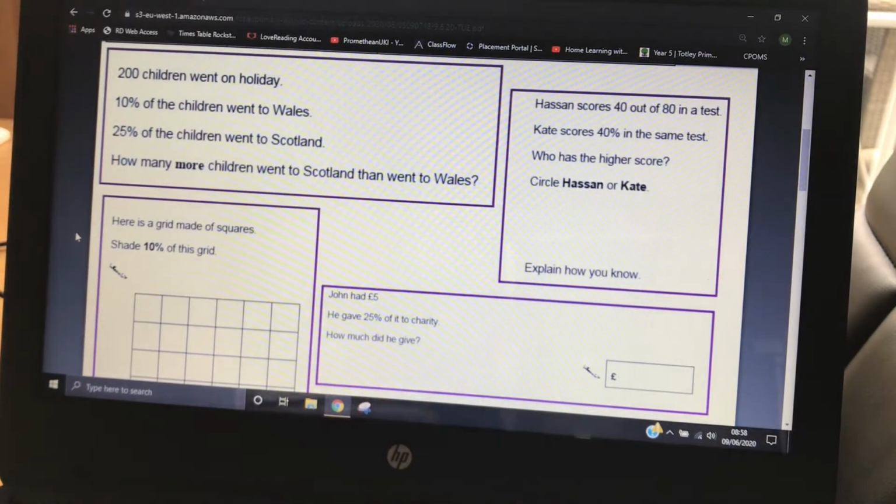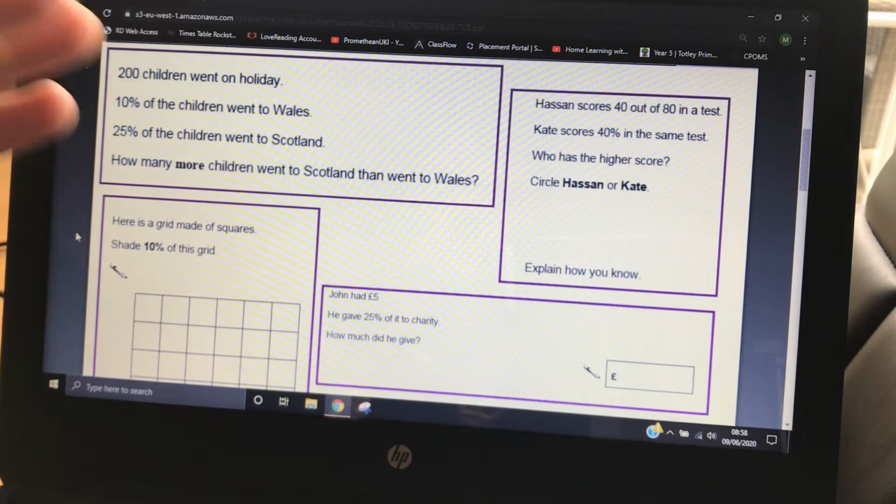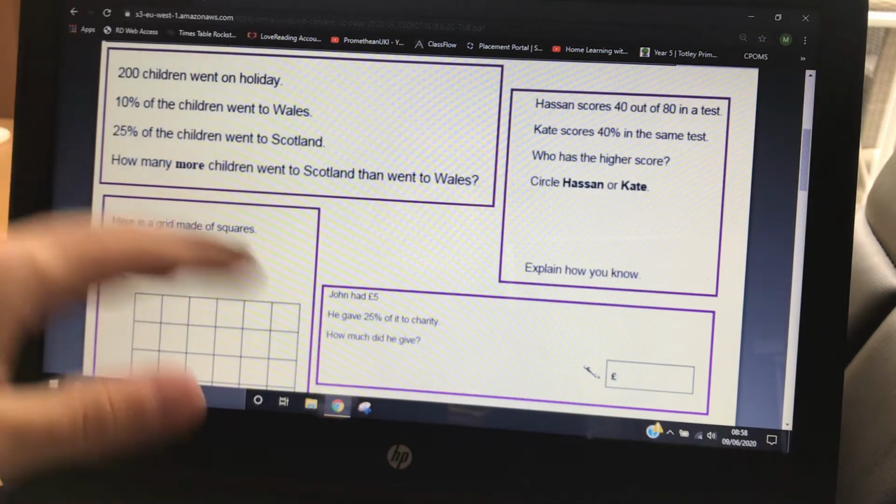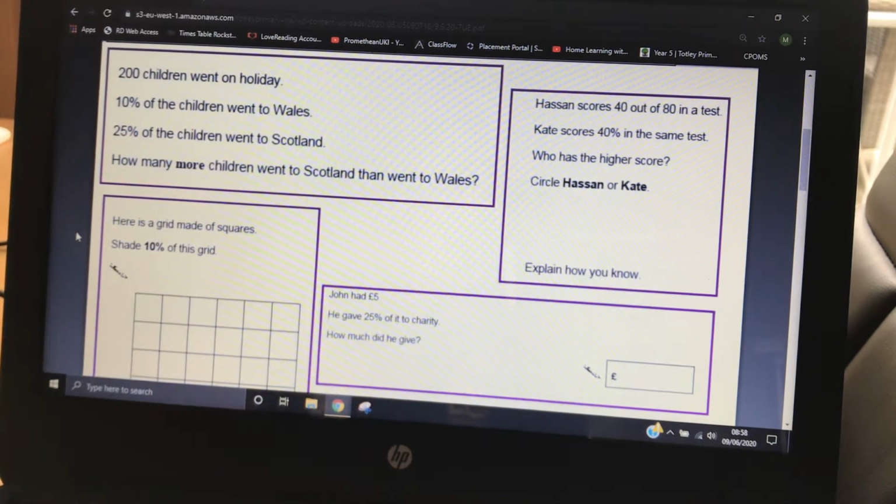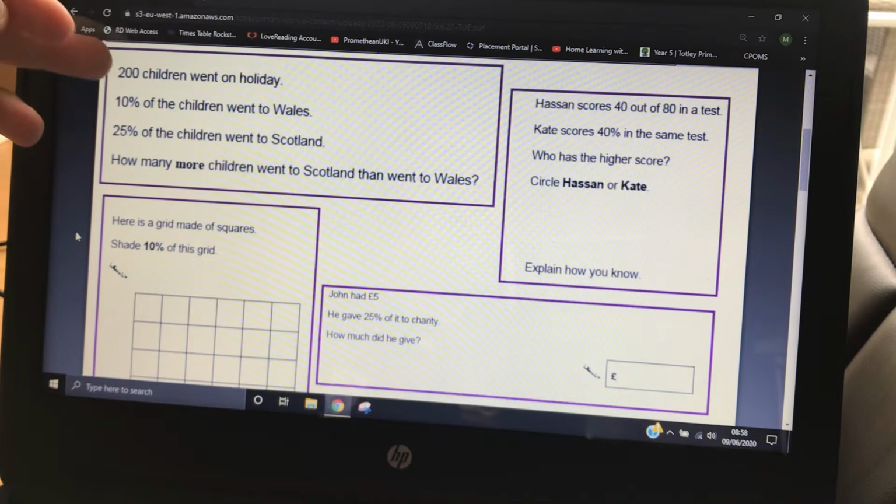So, go back to today's page. Here's what you need to do. 200 children went on holiday. 10% of the children went to Wales, 25% of the children went to Scotland, obviously when lockdown is lifted and you can go between the country borders. How many more children went to Scotland than went to Wales? So you need to work out 10% of 200, 25% of 200.